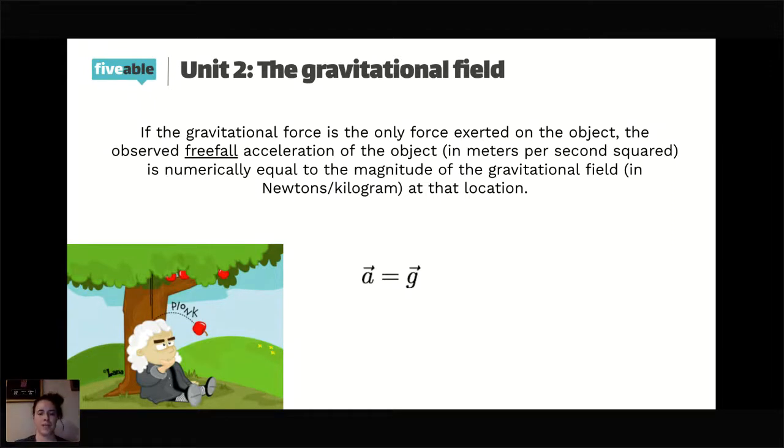Now, the cool part about this is that it applies to all planets. It applies to anything that has mass and a gravitational field associated with it. We're used to seeing g is 9.8 meters per second squared on Earth, but you can also apply that to the moon, Mars, the sun, anything. An entire galaxy if you want, which we're going to get more into in unit 3.